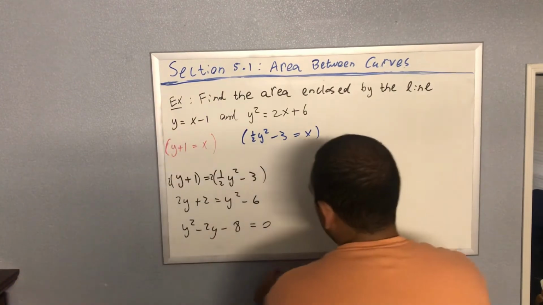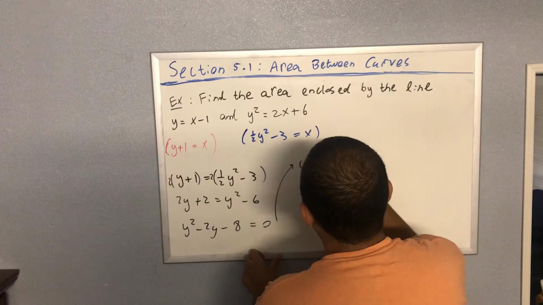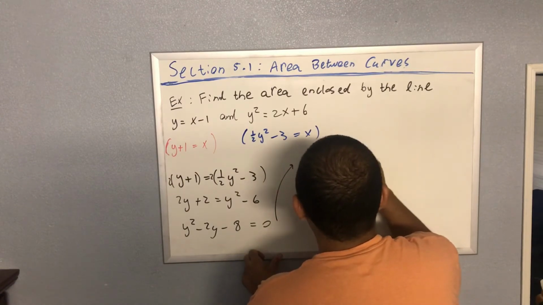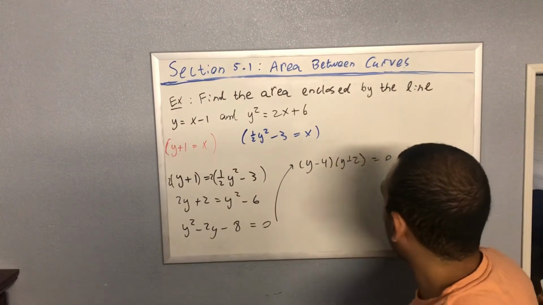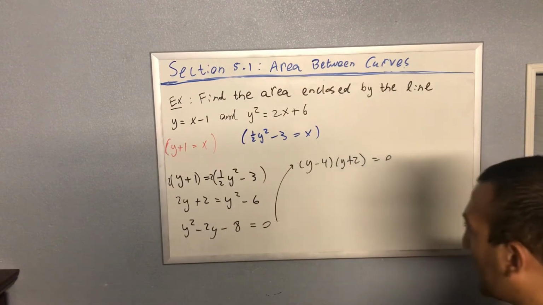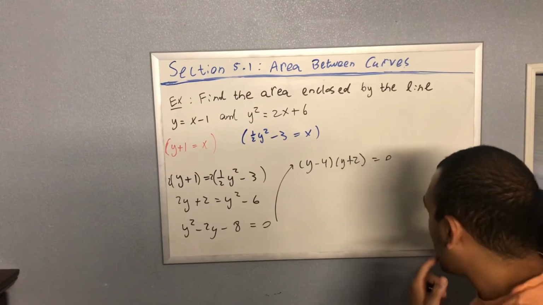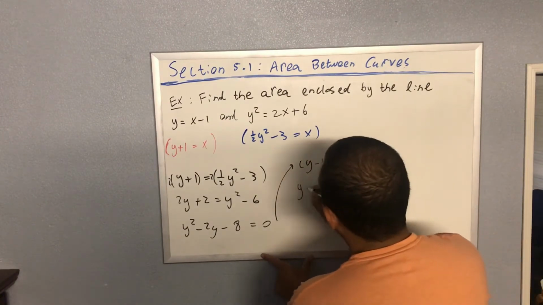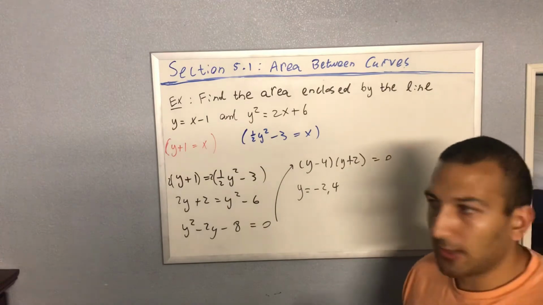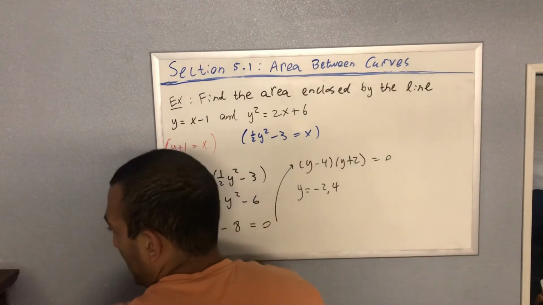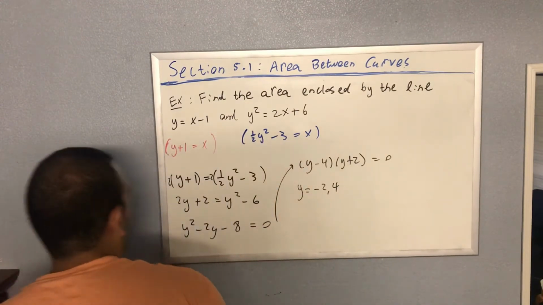And then this will factor. If I come here, this factors into the following, or sorry, this should be plus. Okay, so this factors into that, and so we get that y equals -2 and 4. Those are the values where these curves intersect. The y value anyways. So this is the y value.